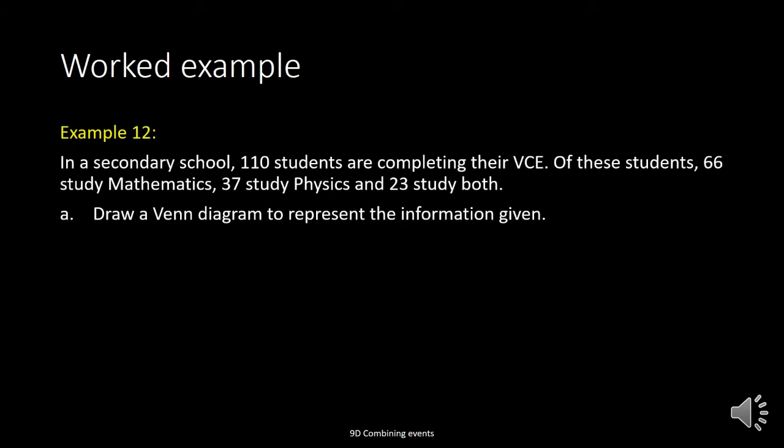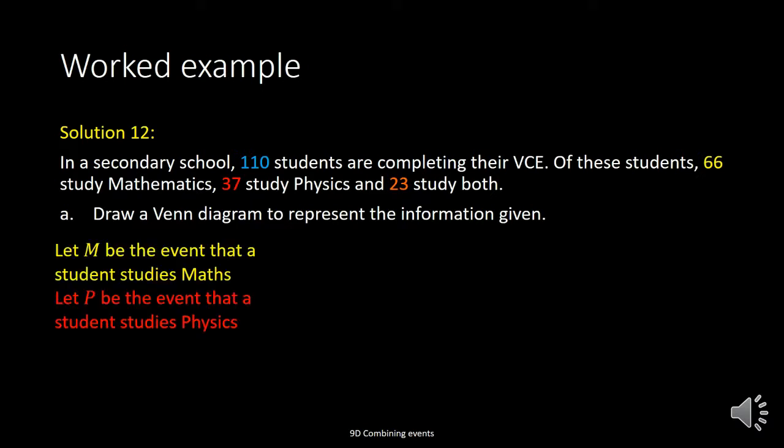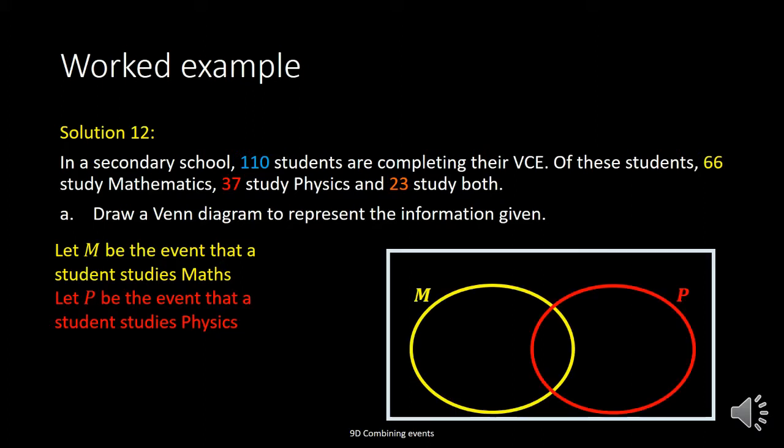Okay, one more worked example. We want to draw a Venn diagram for this particular situation that we're given, where we've got 110 students completing the VCE, 66 doing maths, 37 doing physics, and 23 doing both. We've got some events defined there, and we just need to draw up our Venn diagram and put some numbers in. So some of them are really simple and we can read them straight off.